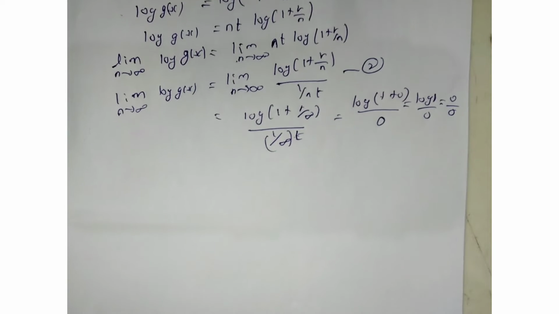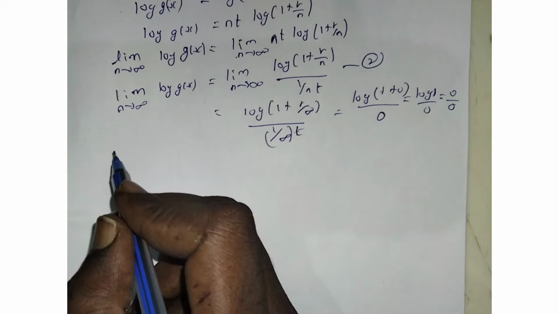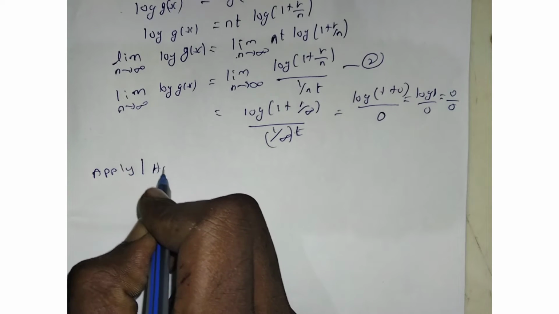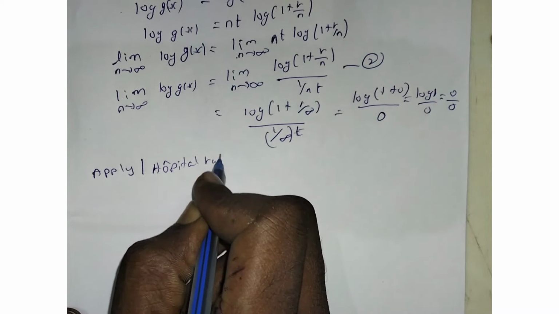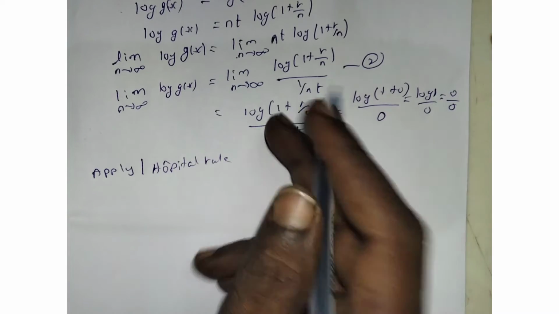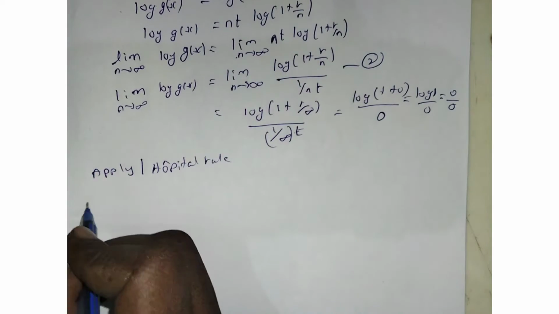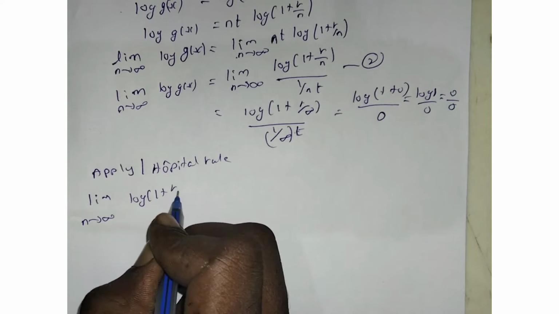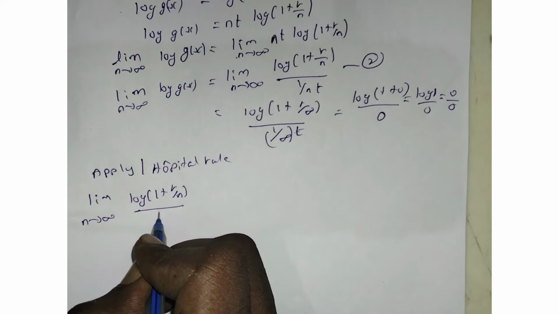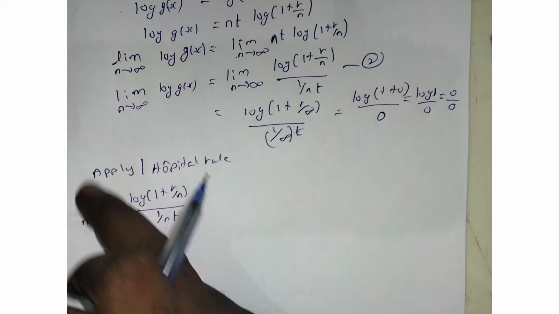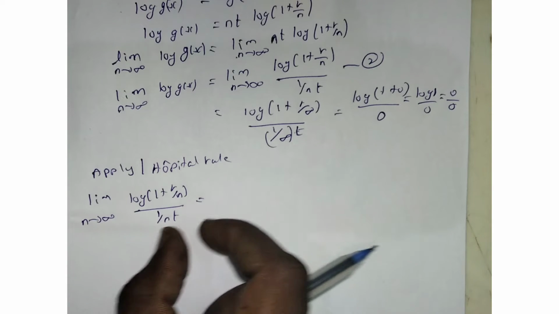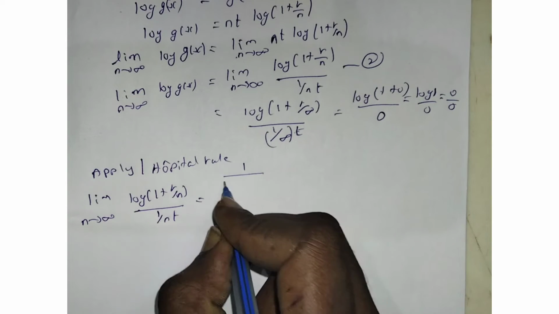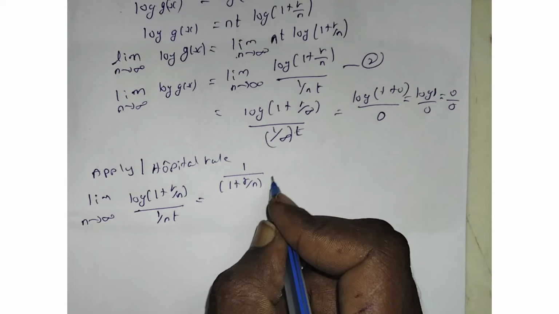Now still applying L'Hopital's rule. L'Hopital's rule is nothing but taking this part alone: limit n tends to infinity of log of 1 plus r by n divided by 1 by nt. So we go on differentiating the numerator separately and the denominator also separately. When we differentiate log x, it becomes 1 by x. Here x is 1 plus r by n.